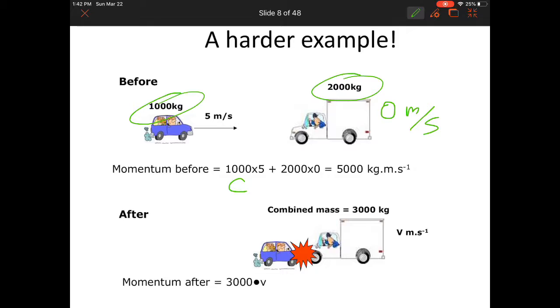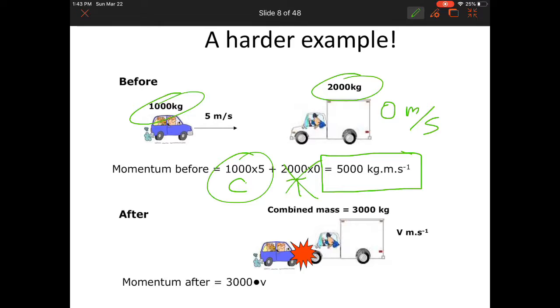Let's calculate the momentum before. The car is here. We have 1,000 kg traveling 5 meters per second. What about the truck? Well, it's 2,000 kg, sure, but it has 0 velocity. So we actually say that it has 0 momentum. So 5,000 plus 0. The total momentum before collision is 5,000 kilogram meters per second. Let's think about it after the collision.